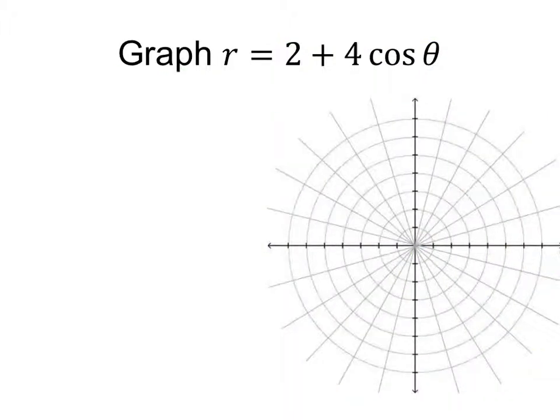In this example, we have r equals 2 plus 4 times the cosine of theta. Again, I'm going to create an xy chart. I'm going to use those exact same x and y coordinates. And then with those, I am going to plug those angles theta into r equals 2 plus 4 cosine of theta to find my r, or my radius. And then I'll plot those points.